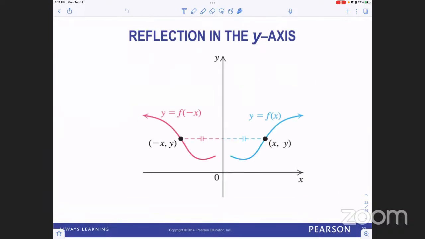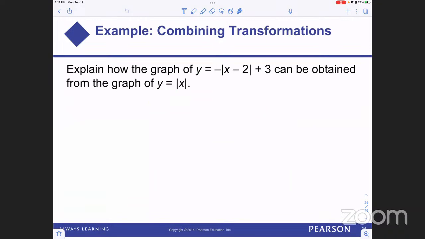So like in this, all right? The y's stay the same, but then x went from positive x to negative x. Okay. So explain how the graph of this guy here can be obtained from the graph of absolute value of x.